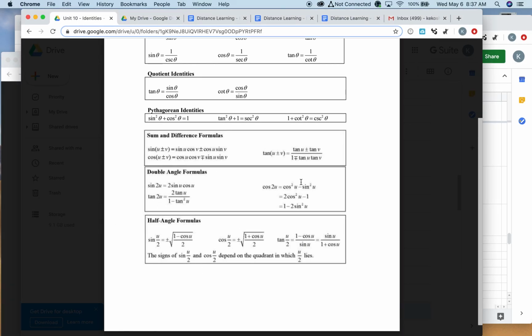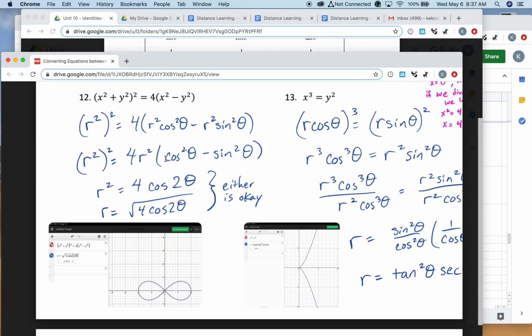When I come over here, I see cosine squared u minus sine squared u is equal to cosine of 2u. Therefore, cosine squared theta minus sine squared theta is equal to cosine of 2 theta. I also divided away this r squared from both sides. We talked in the video before about how you can't do that in rectangular, but you can do it in polar. So this jump was using a trig identity, and from here to here with the r squareds, we divided both sides by r squared.